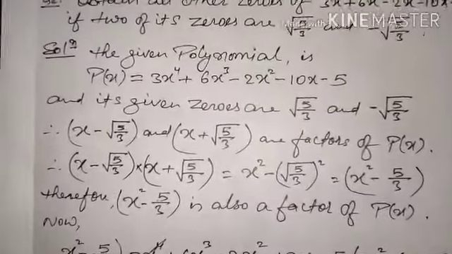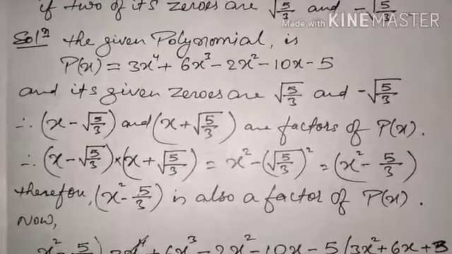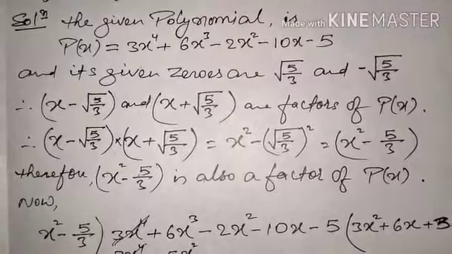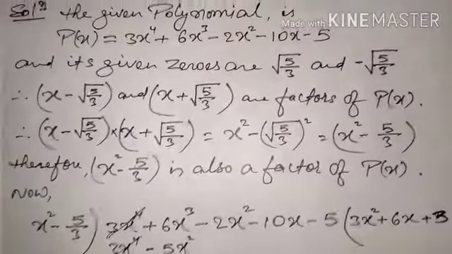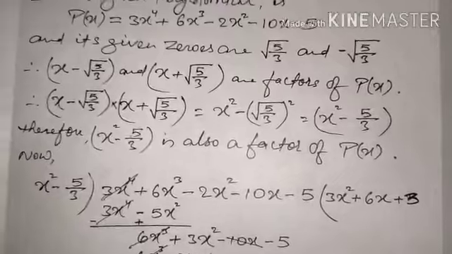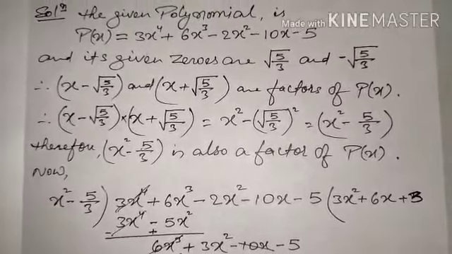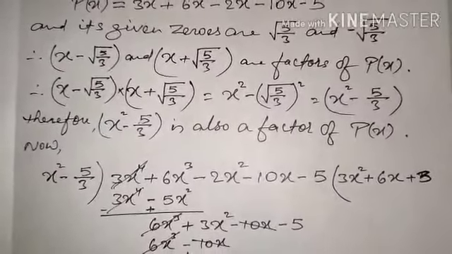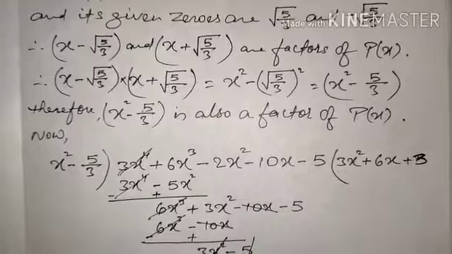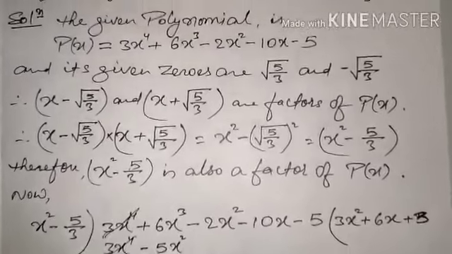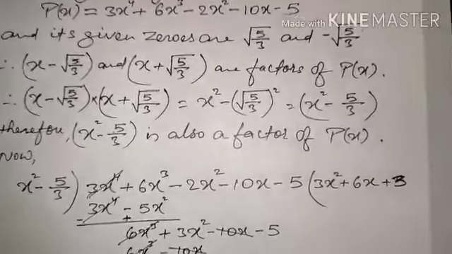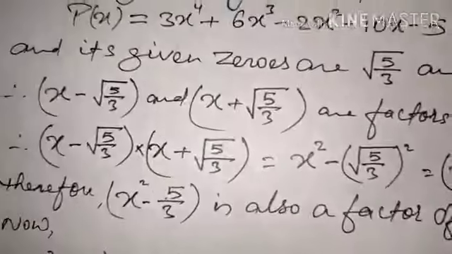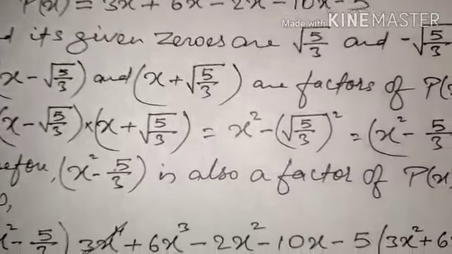So start the solution. The given polynomial I had written first, that is p(x) = 3x^4 + 6x^3 - 2x^2 - 10x - 5, and its given zeros are √(5/3) and -√(5/3). Therefore x - √(5/3) and x + √(5/3) are factors of p(x). I had written the zeros in factor form: if a is a zero of the given polynomial, then obviously x - a will be a factor. So using that, x - √(5/3) and x + √(5/3) are the factors.